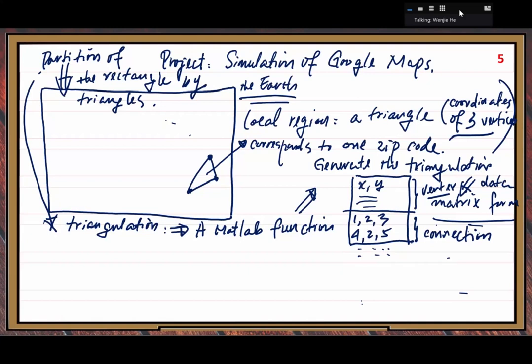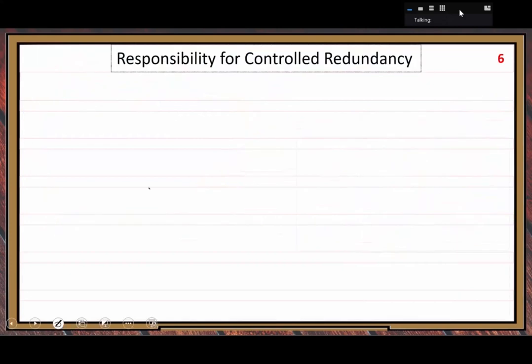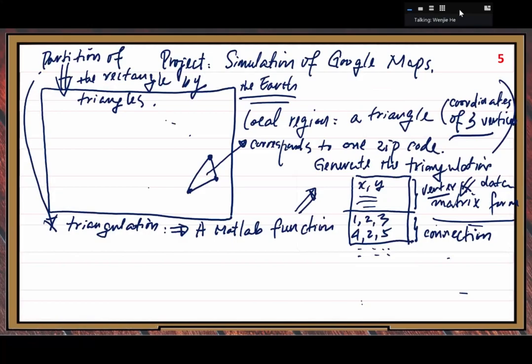So next, the input is a given location, one point, represented by its coordinates, A, B. Given any point inside this region, how do you find one of the million triangles that contains this point? That's the search problem.